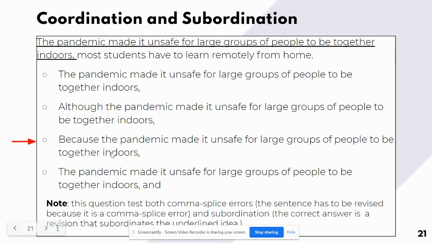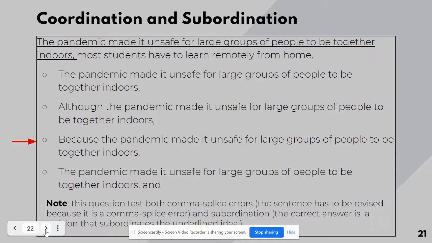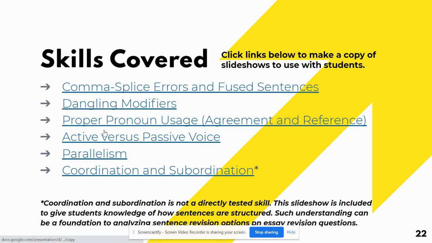And usually on these revision questions, like which is the best possible revision, typically speaking, the answers tend to be subordination, not coordination. That's like a generalization, but that's been my experience. So those are sample questions, just to give you a flavor of that.